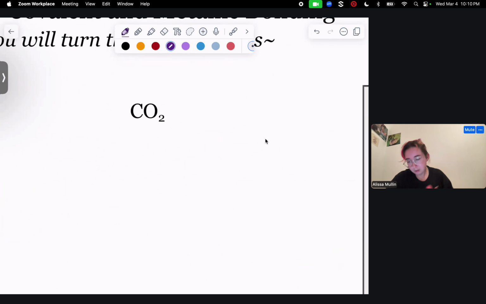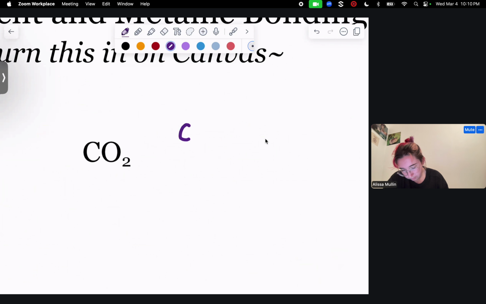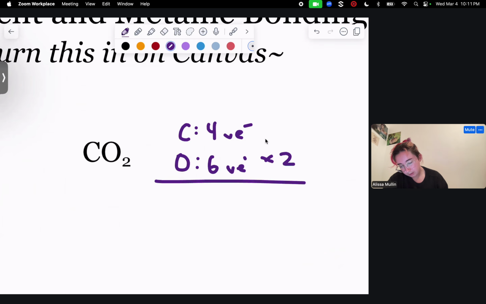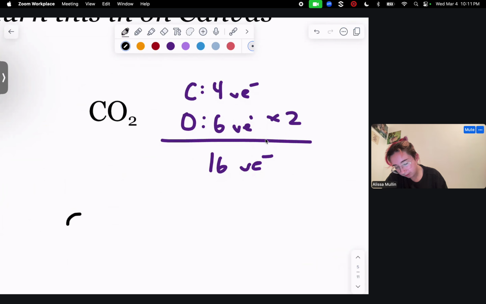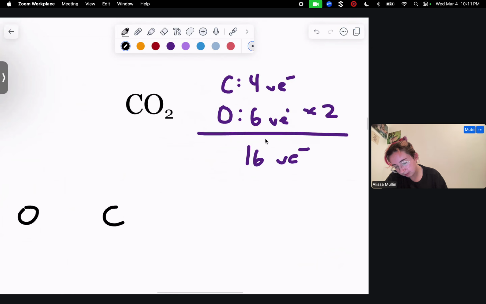Sorry. My carbon has 4 valence electrons. My oxygen has 6. But I have 2 of these. So again, 16 total. So once I have my total, I'll just put the first thing in the middle, and I'll put the other things on the sides, and I'll just start connecting.